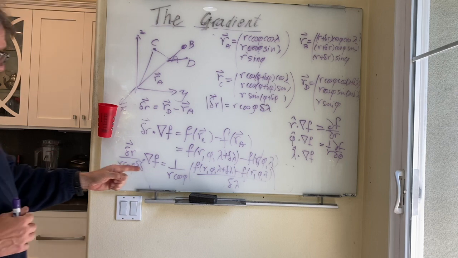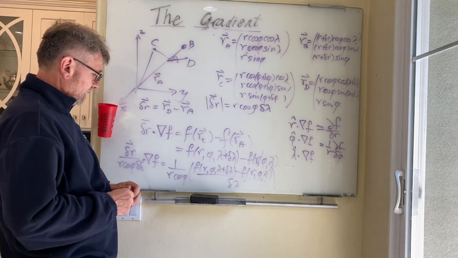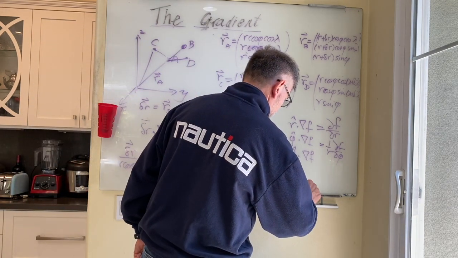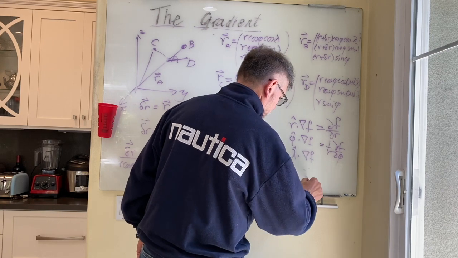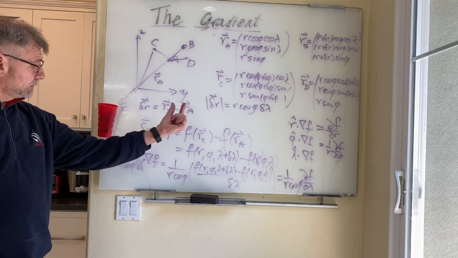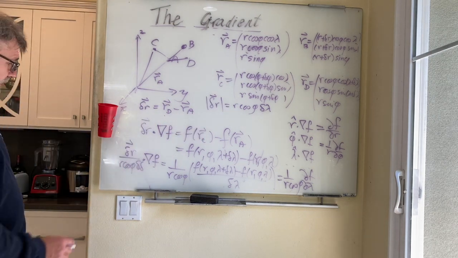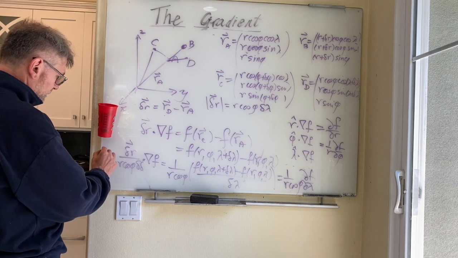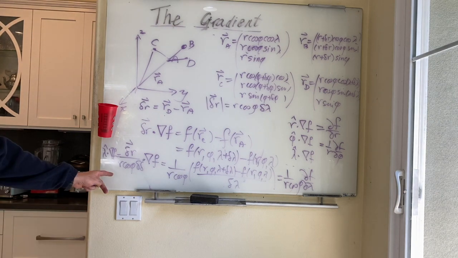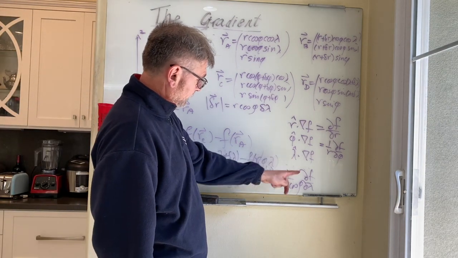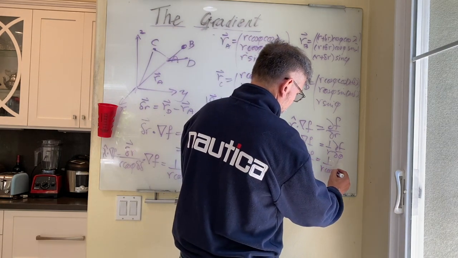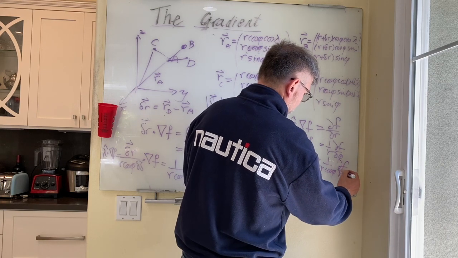And now if I take the limit of delta lambda going to 0, what I get is 1 over r cos phi df d lambda. And this is a unit vector, right? I divided delta r by its length, and it's a unit vector in the lambda direction, so this is just lambda hat dotted with grad f. And so therefore the component of grad f in the lambda direction, the longitude, is 1 over r cos phi df d lambda.